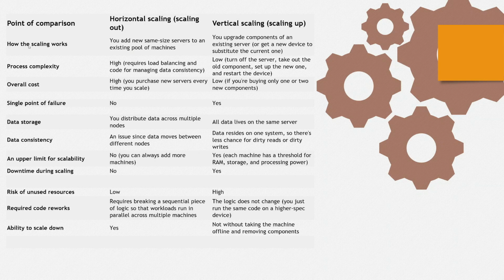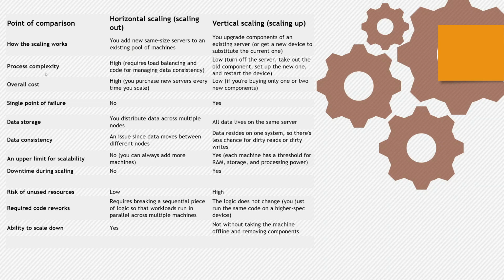First point, how the scaling works. So we add more servers to the existing pool of machines and we have scaled up. In vertical scaling, we either upgrade the existing machine or replace it with a new one, but we will have to maintain the count one.